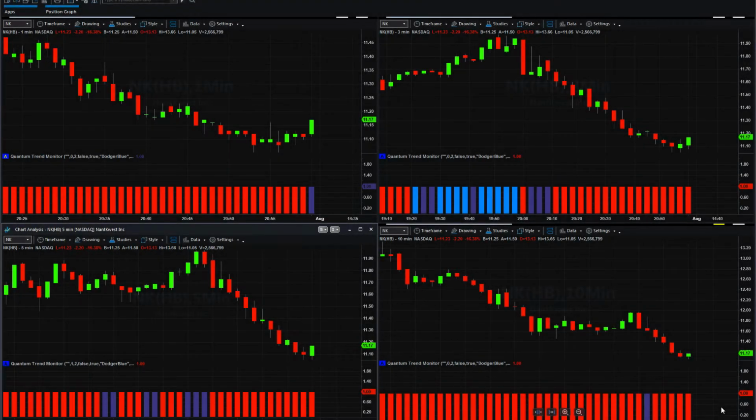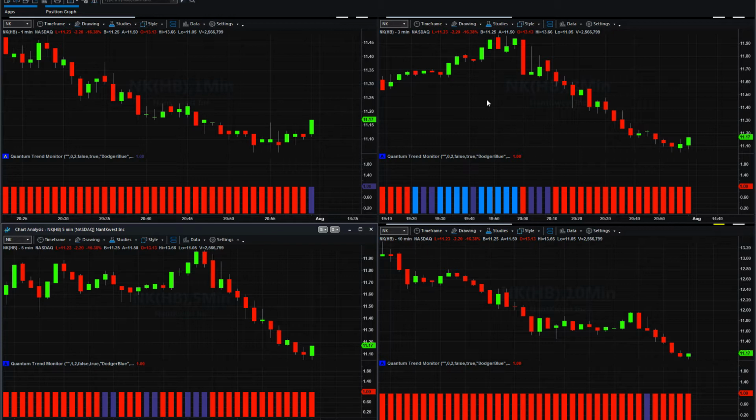Okay, so we've seen the trend monitor working to the upside. Now let's have a look at it working in a bearish phase of price action. This is exactly the same as for the trend indicator. This is on a stock: this is on a 1 minute, this is on a 3 minute, this is on a 5 minute, and this is on a 10-minute time frame.